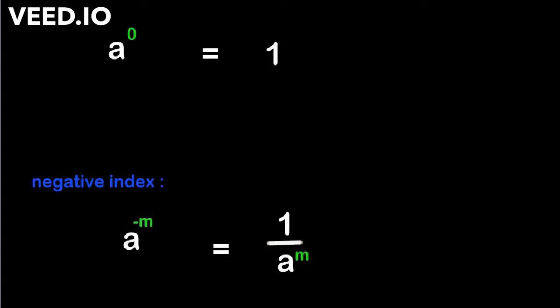Let us recall what we have learned in this video. We have learned about the power law, quotient law and the product law. And we also learned more about indices, right? That is, any base raised to the power of 0 is 1 and any base raised to the negative index can be written as positive index by writing in the fraction form 1 divided by a to the power of m.